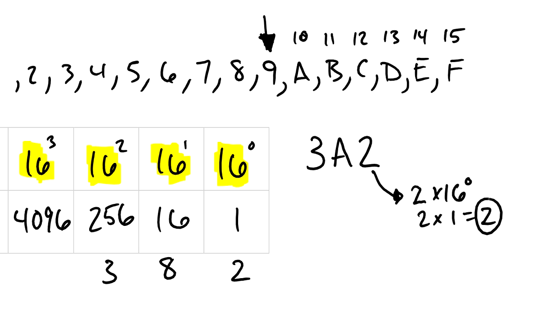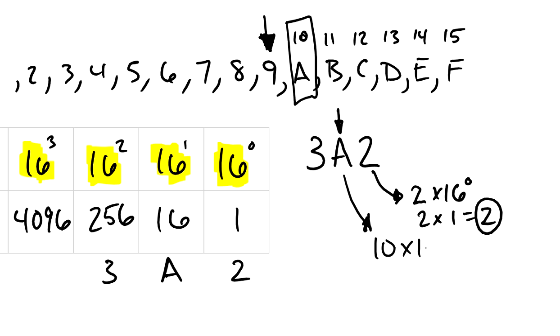The next thing over is I've got some of these characters, and I wrote an 8 there. That's supposed to be an A. Sorry. I've got this many things in the 16th place. Well, how many are that? Well, that's A, right? I've got A of them, which is equivalent to 10. So I've got 10 of these 16 to the first power, or 10 times 16. This is 160, and this is also part of my base 10 solution, right? The two of them added together give me 162. In fact, the number A2 is equivalent to 162 in base 10.